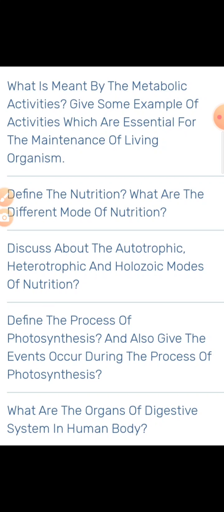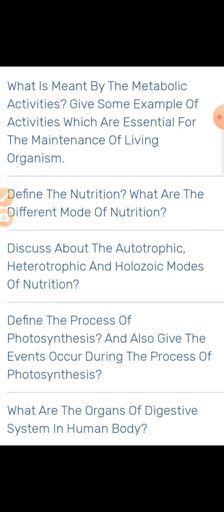organism. The next question, define nutrition. What are the different modes of nutrition? First you have to define about the process of nutrition. What do you mean by nutrition? And then you have to write the three different modes of nutrition: autotrophic, heterotrophic and holozoic, and you have to write one or two sentences about each.